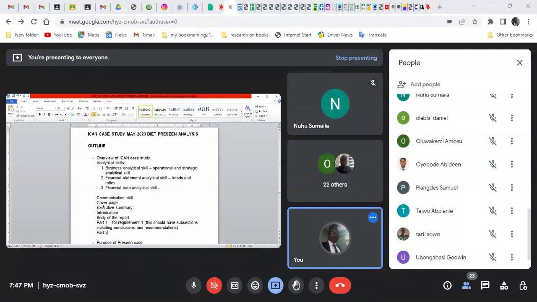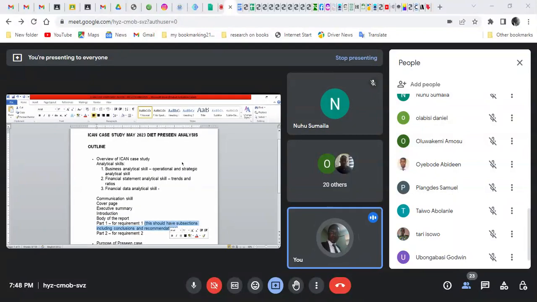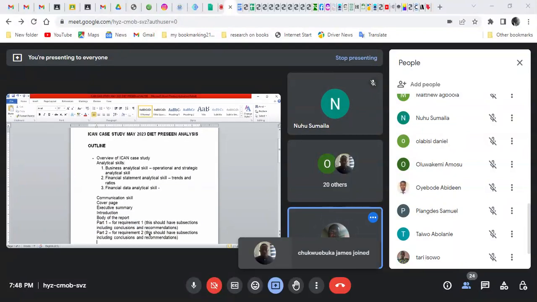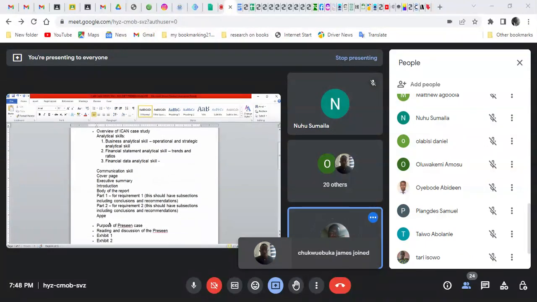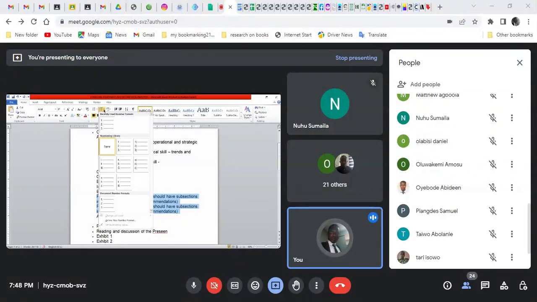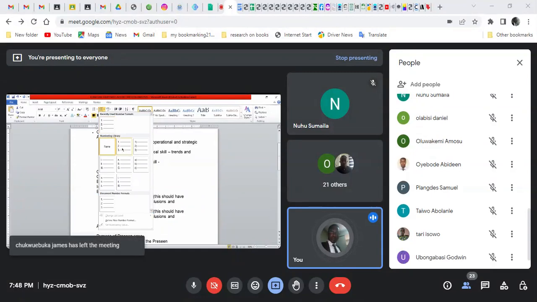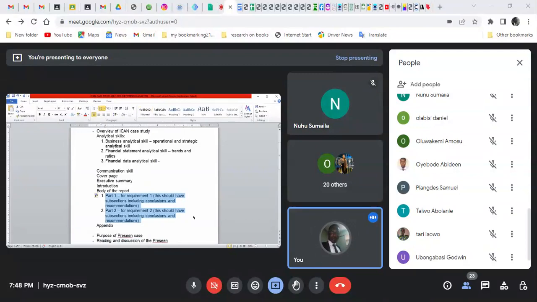We should also have its own conclusions and recommendations. Okay. Then your appendix. So this is the skeletal way that your report is expected to be presented. Okay, this is a skeletal way by which your report is expected to be presented, right?